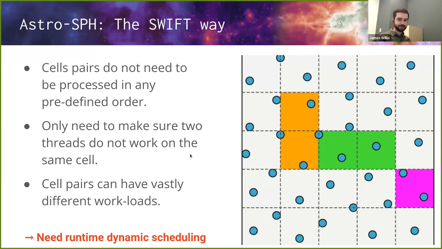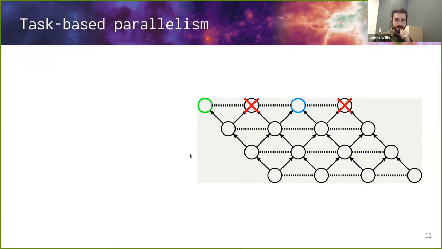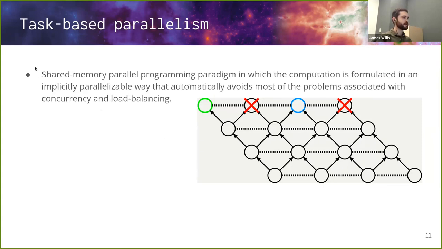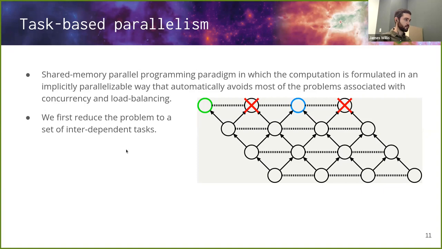So what we do in Swift is we use what is called task-based parallelism. In typical shared memory parallel programming, we face problems associated with concurrency and load balancing. But what we do in task-based parallelism is first reduce the problem to a set of interdependent tasks. So that's what we've done. We've created a self task for the particles in an individual cell, and then we've created a series of pair tasks for each of the neighboring cell pairs.